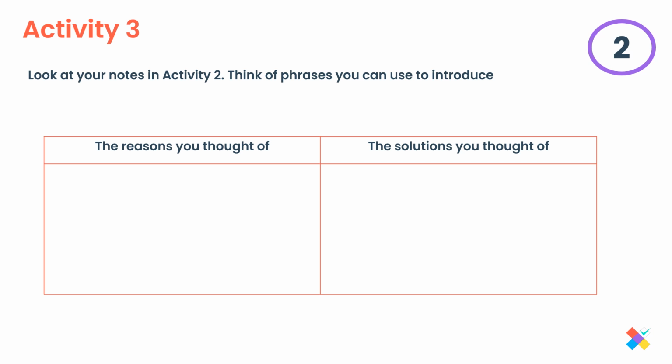You have some notes in the previous activity. As I said, a lot of tables, so this is what we'll be dealing with in some of the activities in this lesson. Now, what I would like you to do is to generate phrases. That's exactly the vocabulary I was telling you about. What words or phrases can you use to talk about reasons and to talk about solutions? Okay, I'm going to give you 2 minutes for this one.